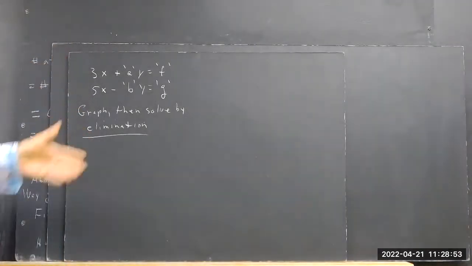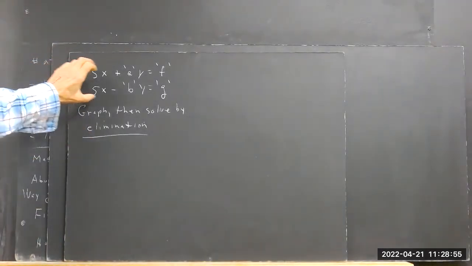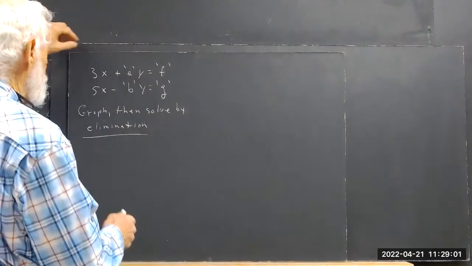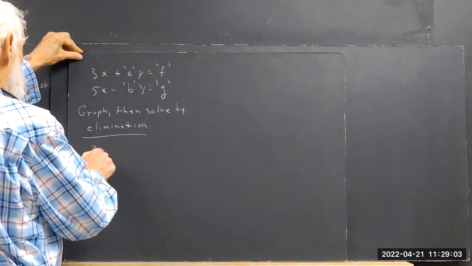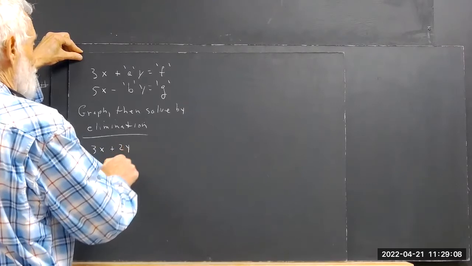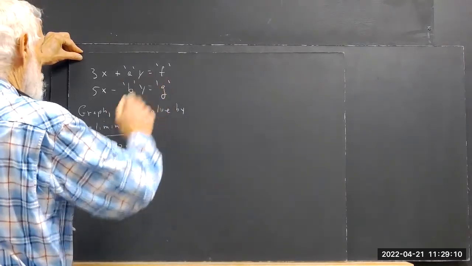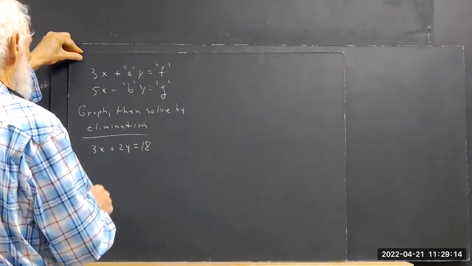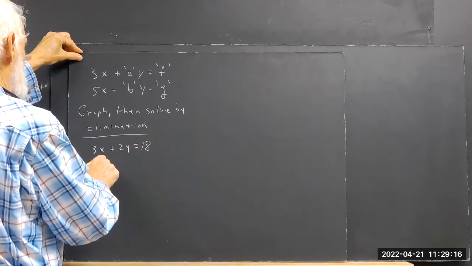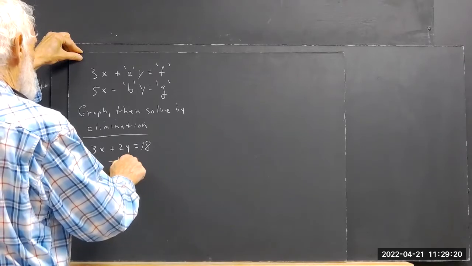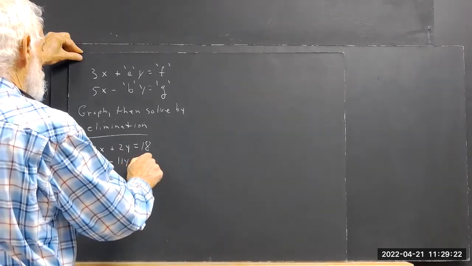So we have this problem. We've got a system of two equations, and we want to graph it and solve it by elimination. I'm just going to pick numbers for my A, B, F, and G. Let's say it's 3x plus 2y equals 18, and 5x minus 11y equals 24.